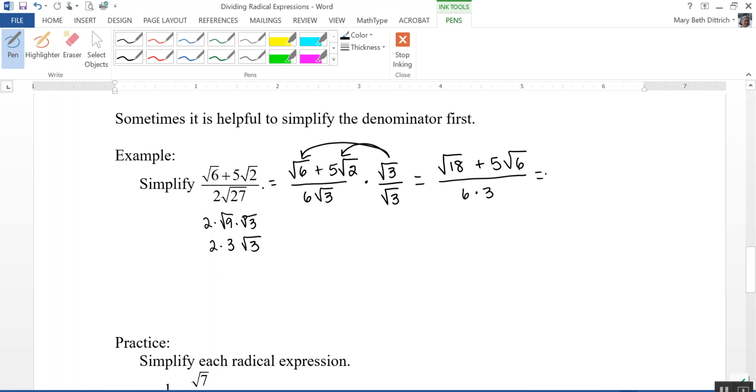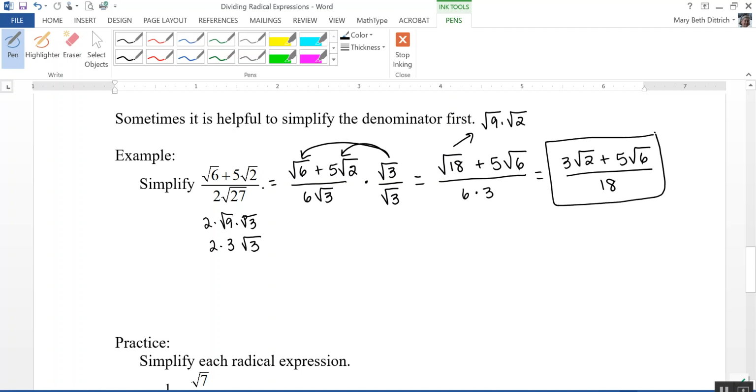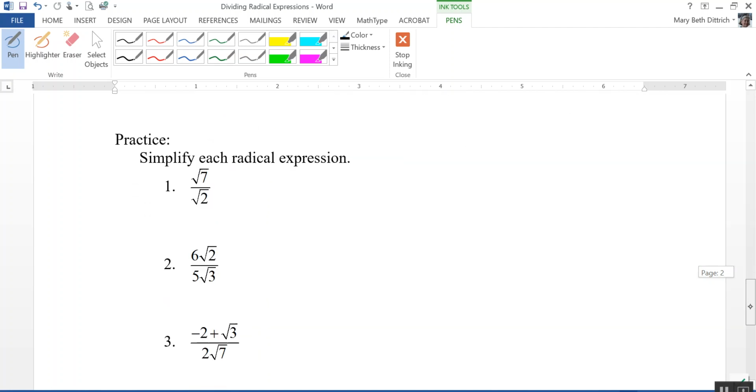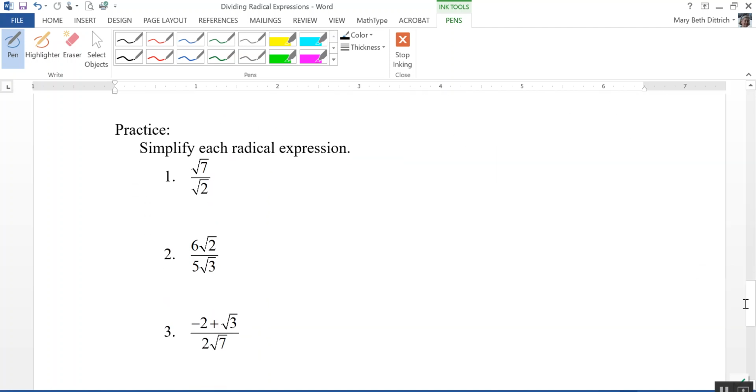But actually I can simplify this one step further because the square root of 18 is the square root of 9 times the square root of 2. So I can write that as 3 square root of 2 plus 5 square root of 6, and I can't combine those because the radicals are different, over 18. And that is simplified. So here are a few problems I'd like you to do for practice. Stop the video and do these in your math journal.